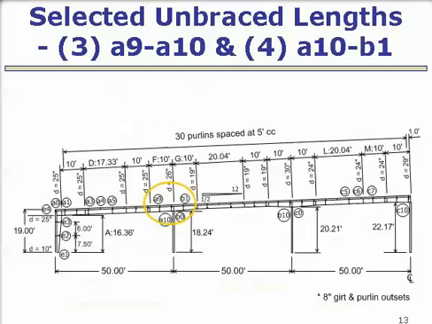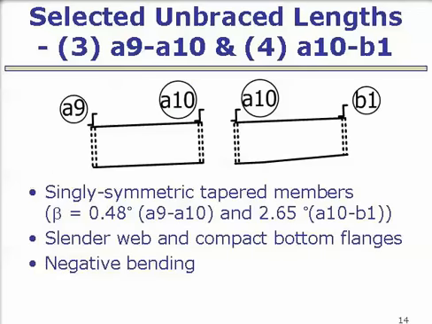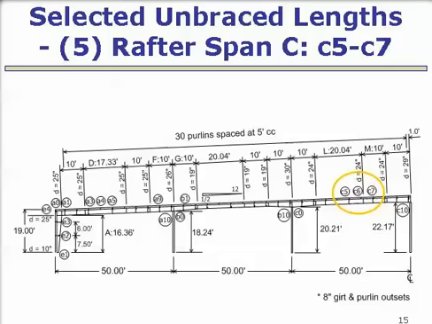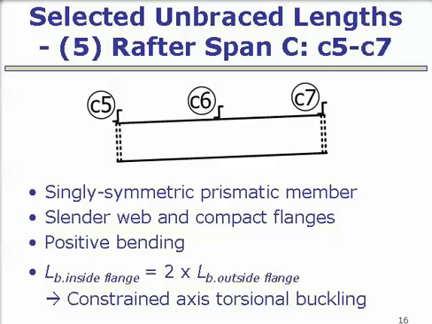The third one is A9, A10, and A10 to B1, which is on the first interior column. Both of them are single symmetric tapered members. A9-A10 has a fairly small taper angle. A10-B1 has 2.65 degrees. Both of them have slender webs and compact bottom flanges, and these are in negative bending. And the last member is in the far inside rafter span. Again, it is a prismatic member with a single symmetric cross section. It has a slender web and compact flanges.